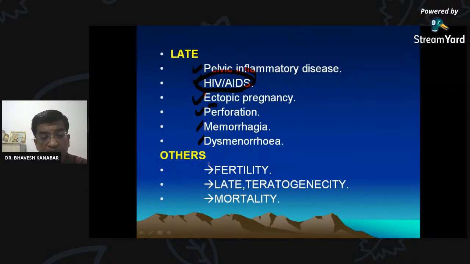Other chances: pregnancy, so that is failure. Failure of this device, pregnancy is a side effect. Why is it mentioned as a side effect? In terms of the failure, we want to say that it is failure of the device. There can be teratogenicity, rare. Mortality of the woman, very rare.